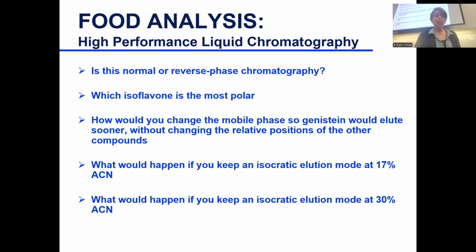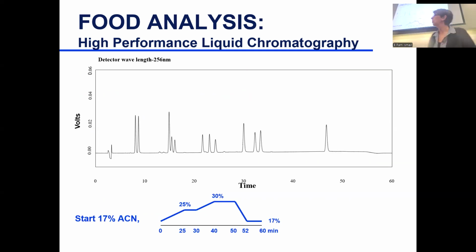Which isoflavone is the most polar? The one that elutes first or the one that elutes last? Elute first. The most polar would want to interact the least with your column and will come out when your mobile phase is polar, mostly polar. Very good. So the most polar is the first one, just before 10 minutes.